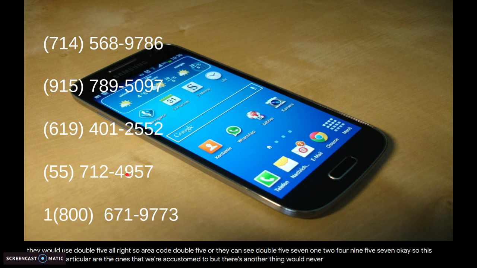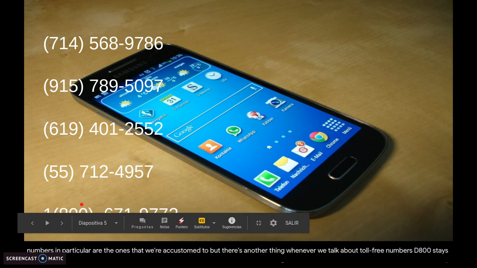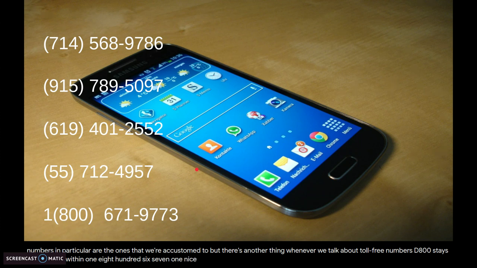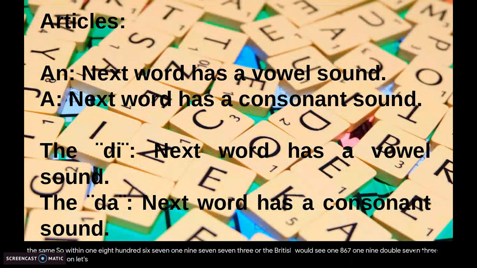Whenever we talk about toll free numbers, the 1 800 numbers, this one in particular, the 800, stays the same. So we say 1 800 671 9773, or the British would say 1 800 671 9773. Okay, moving on. Let's check the articles.